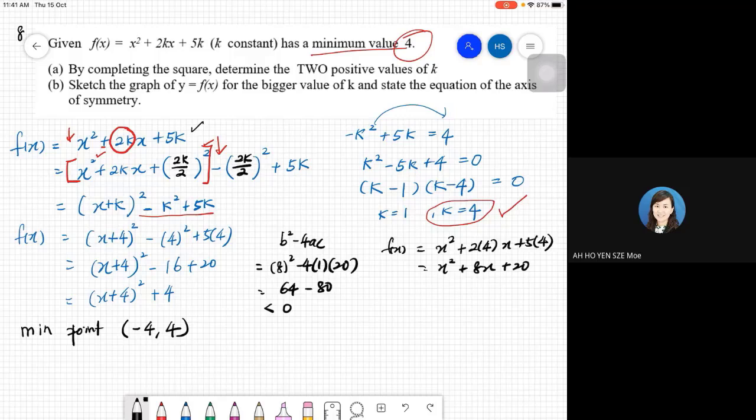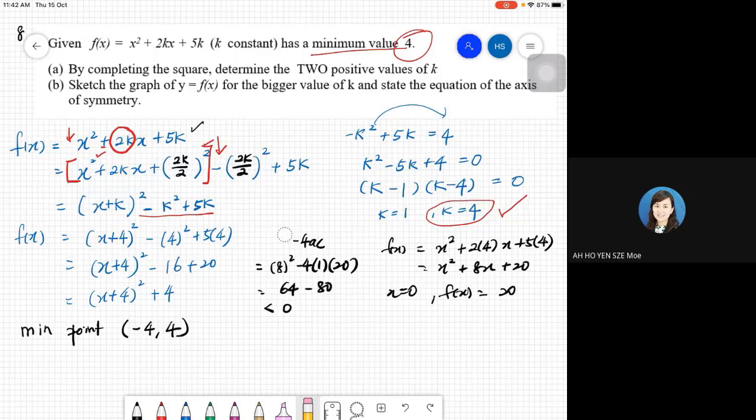Okay, how to get the intercept of y? Your x must be equal to 0. Okay, so at x equals 0, what's your f(x)? Equal to 20. Okay, so your intercept of y is 20, and you have the minimum point of (-4, 4). Okay, so you have all the information. Now you can start to sketch your graph.